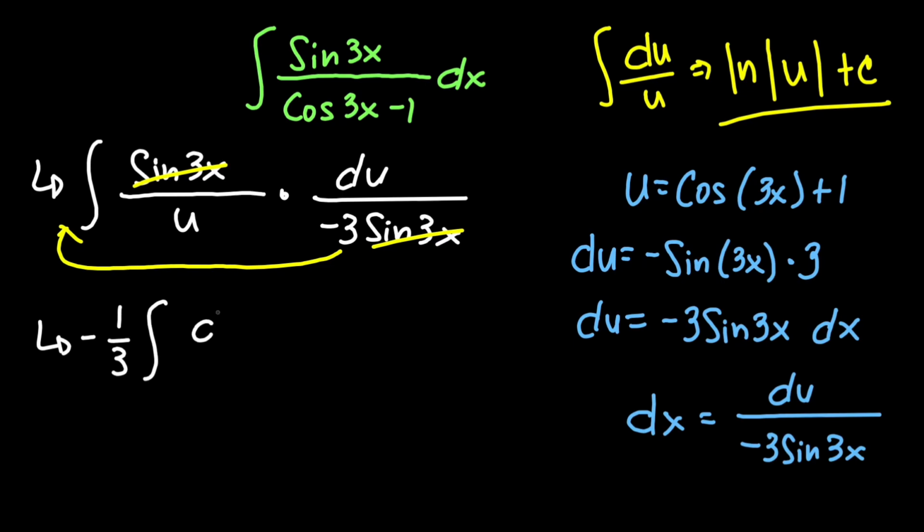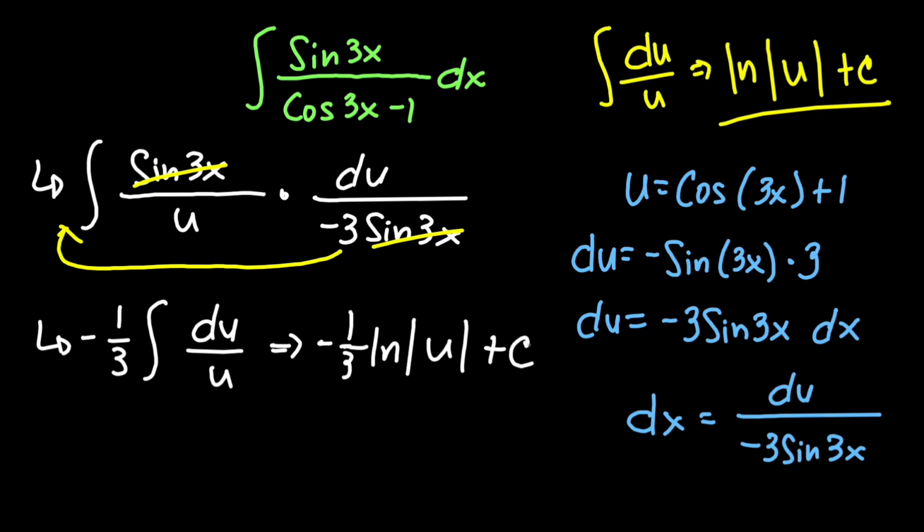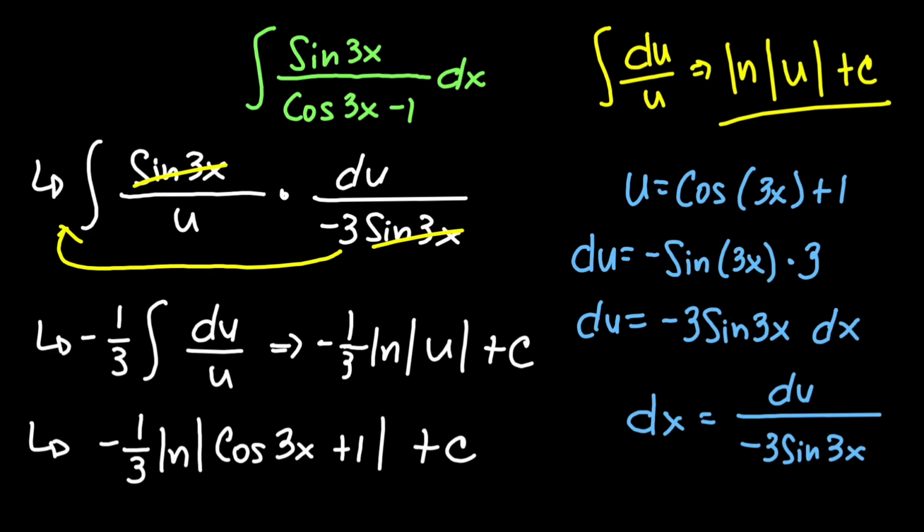The integral of du over u. And so this would be equal to negative 1/3 multiplied by the natural log of the absolute value of u plus c. So the final answer here would be equal to negative 1/3 natural log of the absolute value of cosine 3x plus 1 plus c.